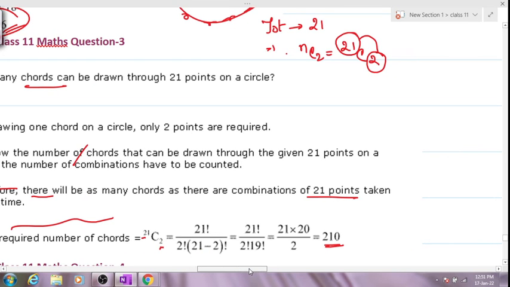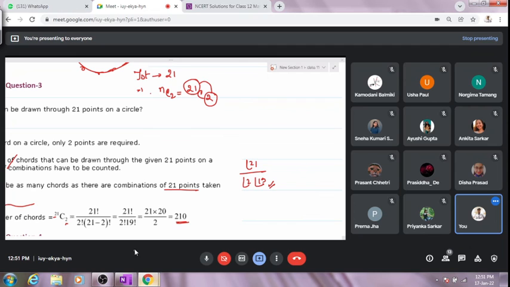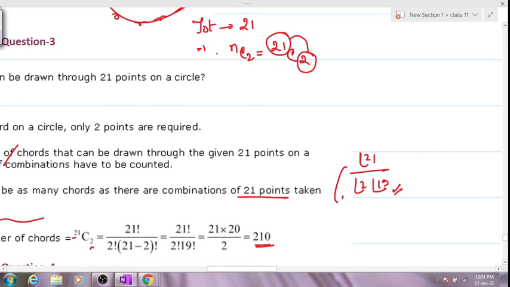Now there's a shortcut for solving this. 21C2. One formula you know, right? That you will write factorial 21 divided by factorial 2 and factorial 19. This is one formula. Yes or no? There's another formula which is a shortcut. Is everybody looking on the screen? 21C2 can be written as 21, you go back two times, 21 and 20. Is it clear? And then the denominator will go back till 1. This is my final answer, 210 directly.